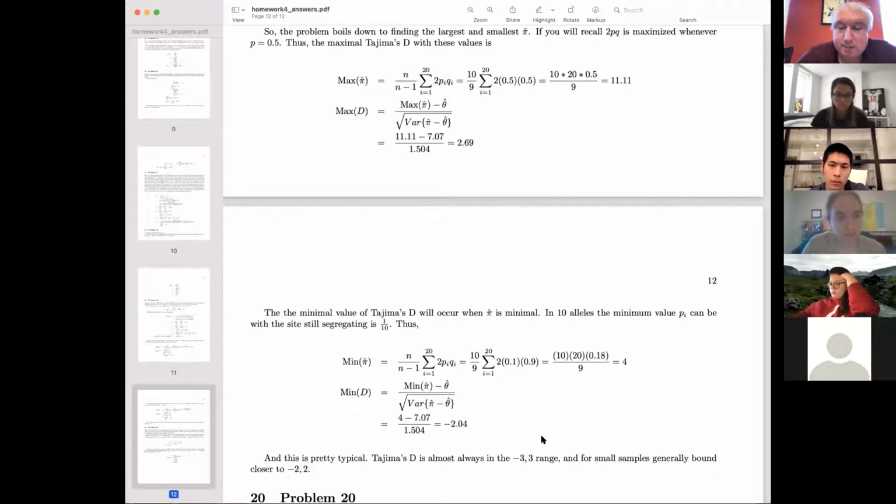And that's pretty typical of any sequencing experiment you're going to do. Tajima's D is almost always in the range of -3 to 3. And for small samples, it's often bounded in the -2 to 2 range.